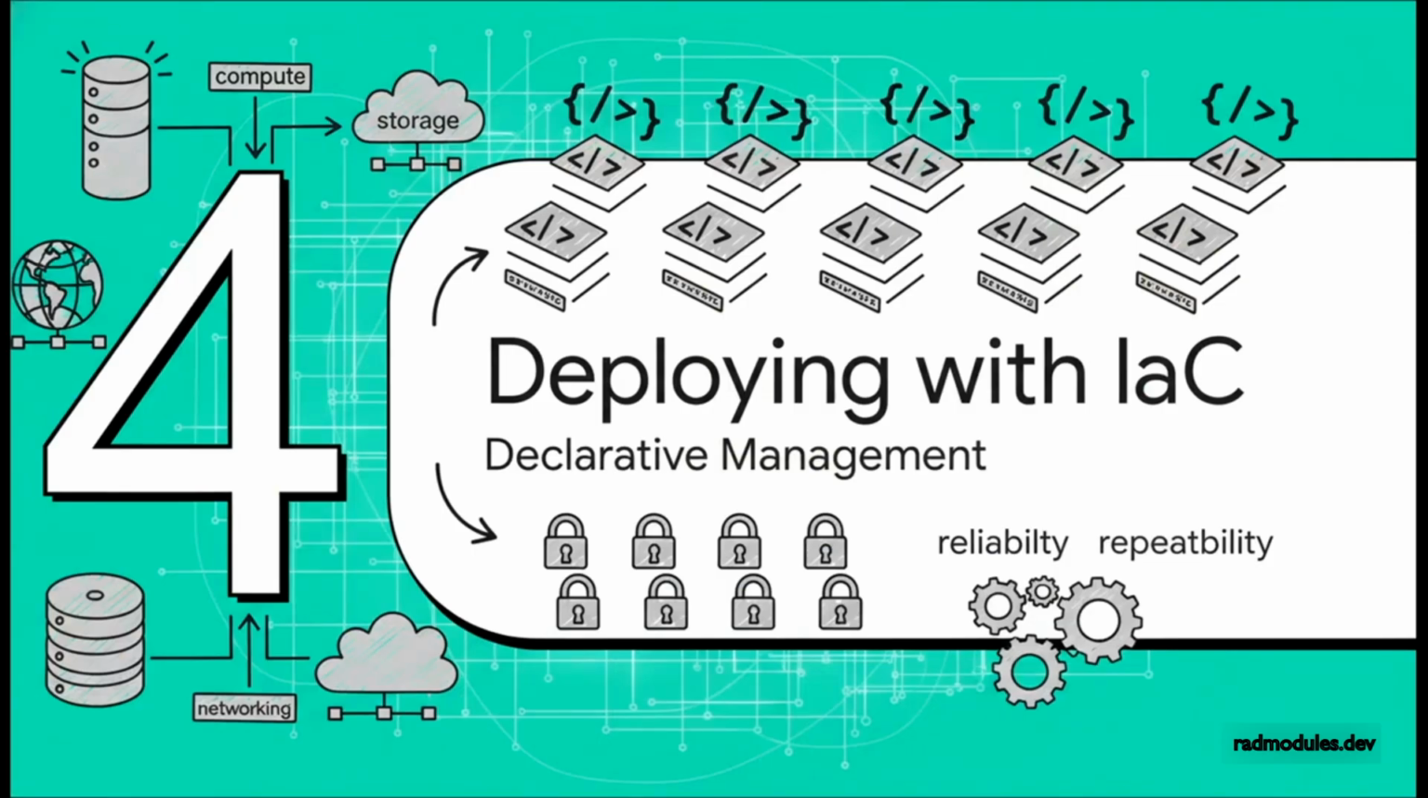Okay, you've planned everything out. Your compute, your storage, your networking, it's a thing of beauty. But how in the world do you manage all of it so that it's reliable and you can do it over and over again? The answer, my friends, is infrastructure as code.